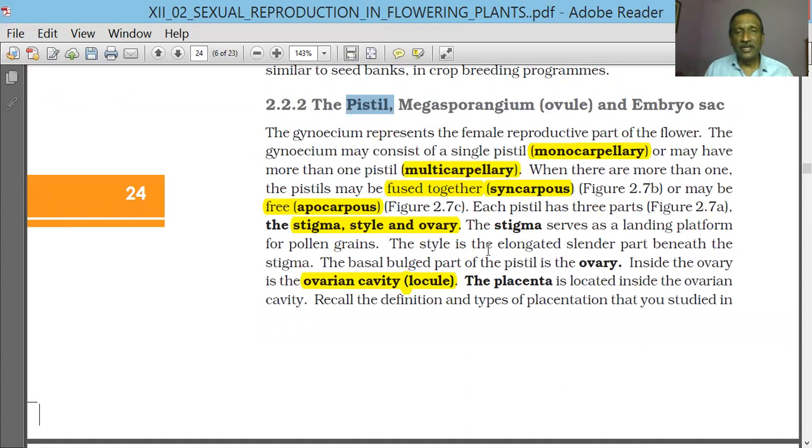So the stigma is the part where the pollen grain falls and lands, and that is why it is called the landing platform. The stigma also serves another function, that is germination. It provides suitable secretions, suitable chemicals, suitable substances which promote the germination of the pollen grain. So the pollen grain will germinate only when these suitable chemicals are there. Otherwise, it will not germinate.